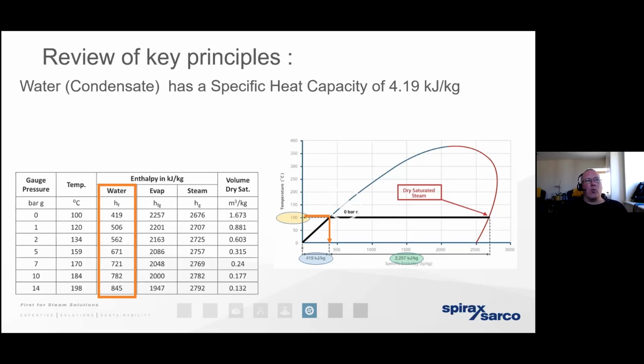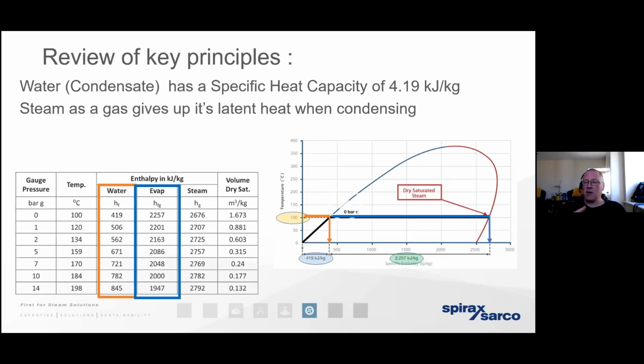So if we want to bring water up to boiling point at 0 bar gauge, 100 degrees, well, the water needs to contain 419 kilojoules of energy. We refer to that as the specific heat capacity. But we don't want boiling water, we want steam. So we need to add a further energy content to that boiling water in order for that boiling water to change state from a liquid to steam as a gas. We refer to that as the latent heat or the enthalpy of evaporation.